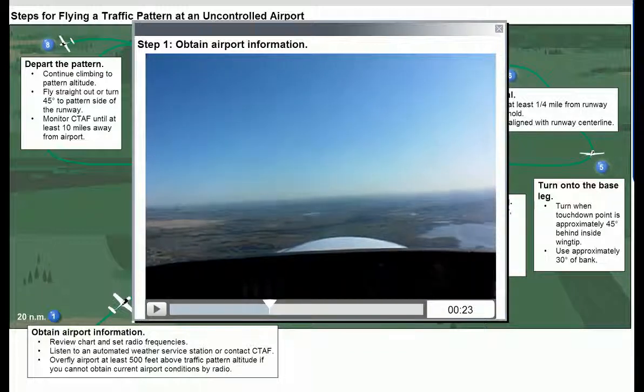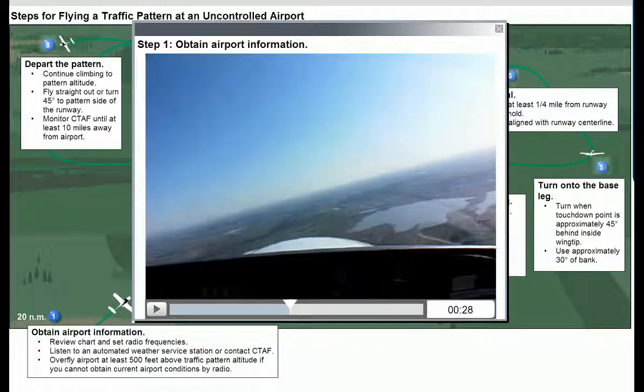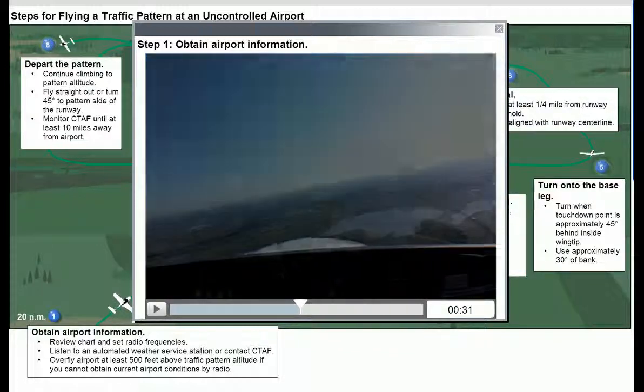And then let's go ahead and listen to AWOS and find out what the wind is and what runway they're using. Go ahead and tune that in and let's listen.